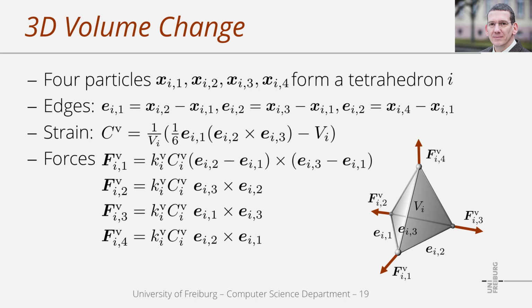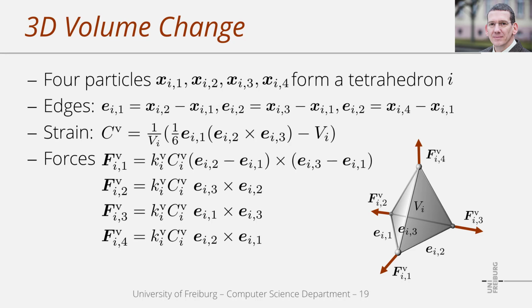The last example that I'd like to briefly discuss is the volume preservation of an elastic tetrahedron. Here we have a 3D element that is defined by 4 points xi1, xi2, xi3 and xi4. Again, we simplify the expressions by introducing variables e for 3 of the edges of the element. The strain Cv that we consider here captures the deviation of the actual volume from the rest volume Vi. As you can see, the actual volume can be computed from the particle positions. And the V in Cv indicates that we have a volume constraint.